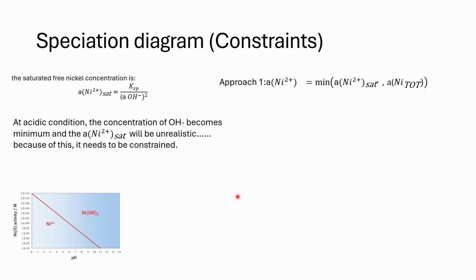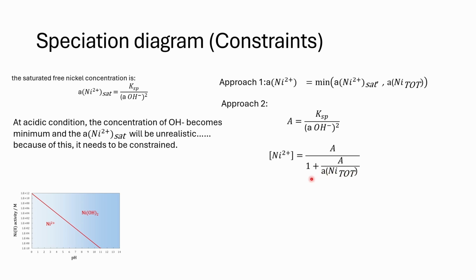There are two approaches to handle this. The first is to take the minimum of either the solubility limited nickel activity or the total concentration added to the solution, since the dissolved activity cannot exceed either of these limits. The second approach is to use a capping function, a smooth mathematical alternative that limits the nickel activity to the total nickel concentration. We will implement both approaches in the code and analyze them further.